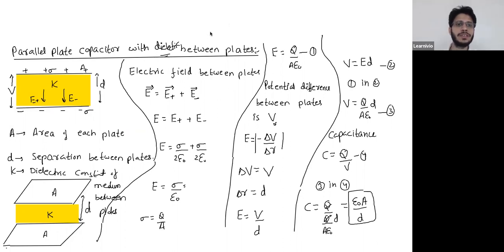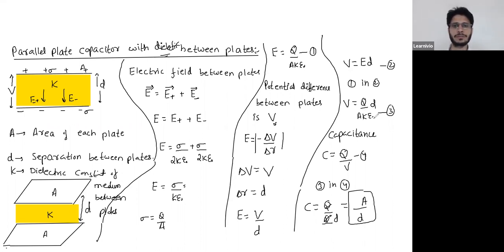So the only difference would be instead of 2 epsilon naught, you will use 2K epsilon naught. Whenever you have a medium other than free space, just multiply epsilon naught with K. So it will be K epsilon naught. Your sigma is Q by A, so this will be Q by A K epsilon naught. Here again, this will be K epsilon naught. So the only difference in the calculation is this K.